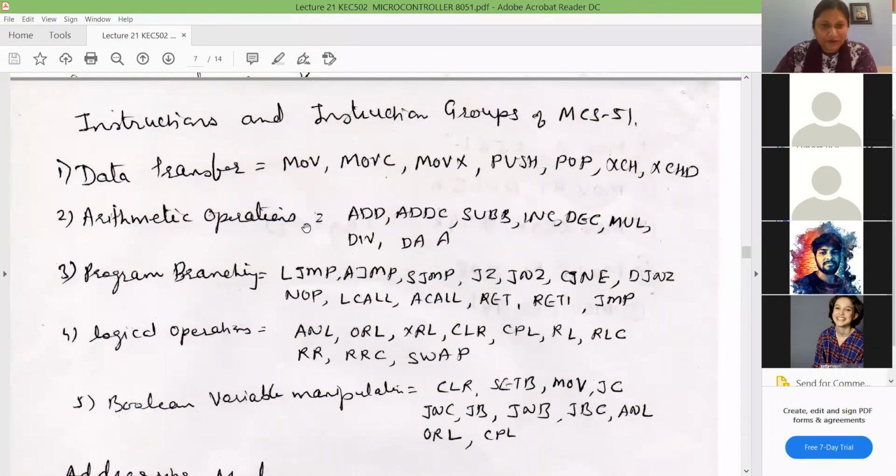Then you have arithmetic operations like addition, subtraction, addition with carry, subtraction with borrow, increment, decrement, multiplication, division, and decimal adjust. In 8085, we were not having the MUL and DIV instructions, multiplication and division. But in the 8051 microcontroller, we have these instructions, MUL and DIV. But the only limitation is that these are operated only with 2 registers, accumulator and B register. R0 to R7 registers are not used.